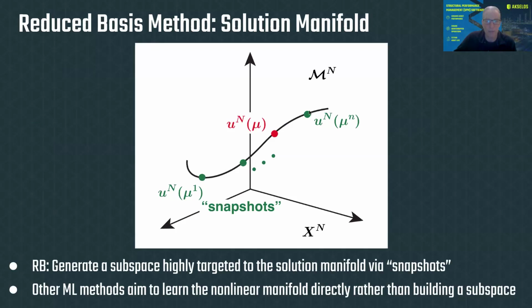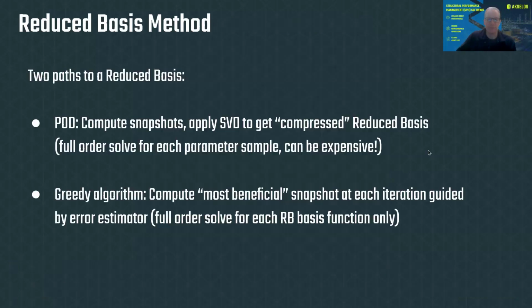If you take snapshots on your solution manifold and use them as your basis, you now have a representation of this solution manifold that's not completely generic. It's now very targeted at this solution manifold. So that's the key idea. We generate a subspace that's highly targeted to the solution manifold via snapshots.